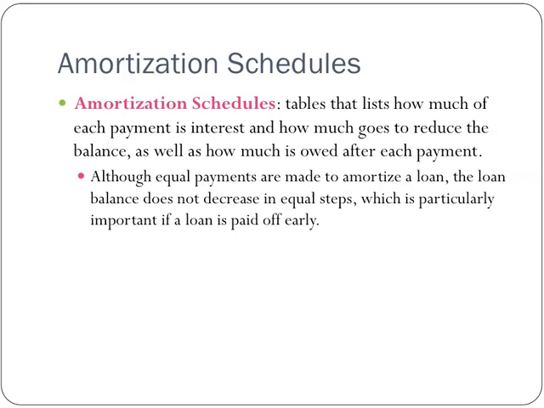So although equal payments are made in order to amortize a loan, the loan balance does not decrease in equal steps, which is particularly important if a loan is paid off early. Having these tables, we're able to see the breakdown of how much of the equal payment you're making each month goes towards the balance and how much goes towards interest. And obviously this is going to change if you pay off the loan in a shorter time frame, then you'll have to pay less in interest and the breakdown is going to be different.